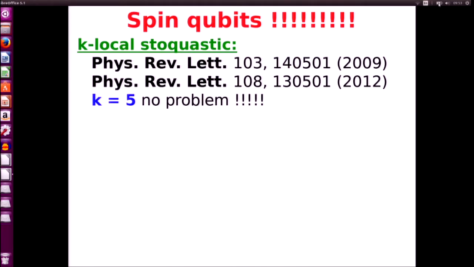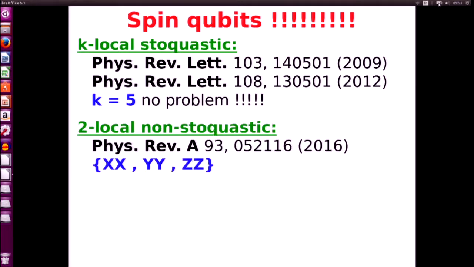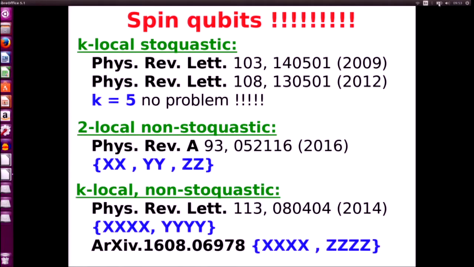Let me talk for a second about spin qubits. So spin qubits can do K-local stochastic Hamiltonians. These are 2 examples. We can do K equals 5, no problem. 5-local Hamiltonian, no problem at all. 2-local non-stochastic, no problem either. XX, Y, Z, Z, it's been done. It's been published, it's been done. K-local and non-stochastic. Here's an example of a 4-local non-stochastic spin-based experiment. One may wonder why. Anyway, I don't have much to say about that.